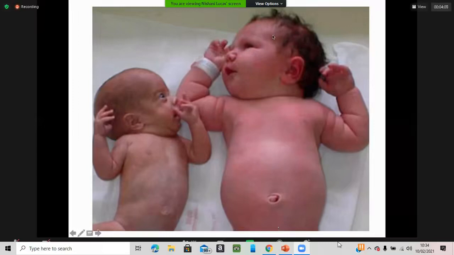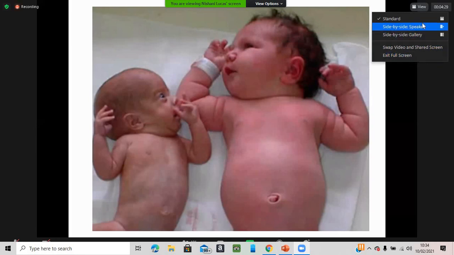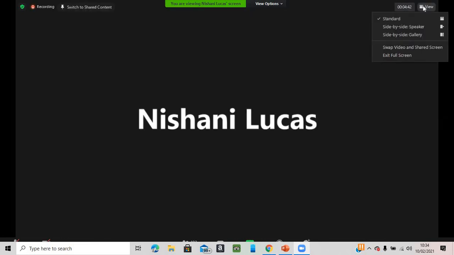So out of these two pictures, what are your observations? Can someone tell what they see? You can see two babies. What do you think about the sizes? The second baby is larger than the first one.